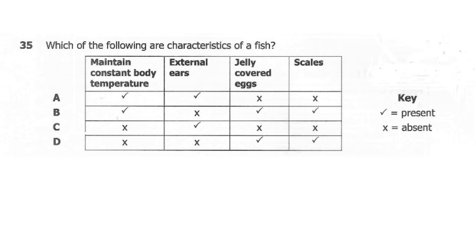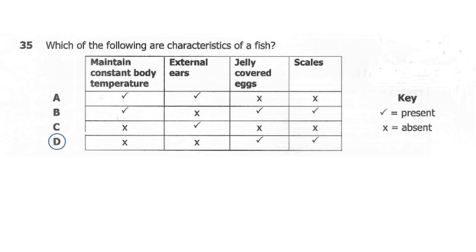Well done, chat. The correct answer here is D. Fish do not maintain their body temperature. They are cold-blooded, or poikilotherms, meaning that they do not regulate their body temperature. Fish also do not have external ears like dogs or humans have. The eggs they produce will be covered with jelly, and they have scales on their body. So the correct answer here is D.